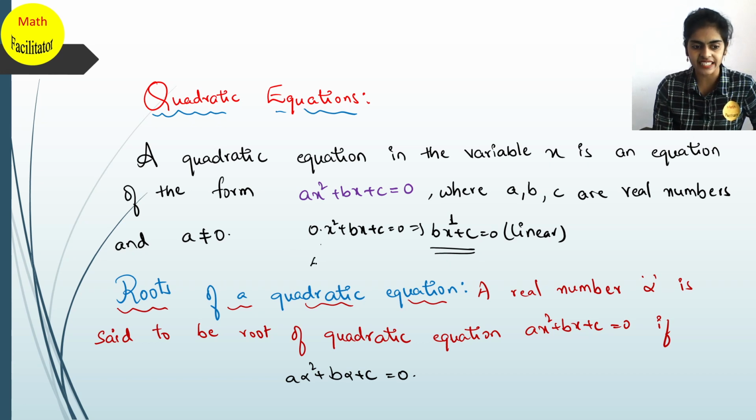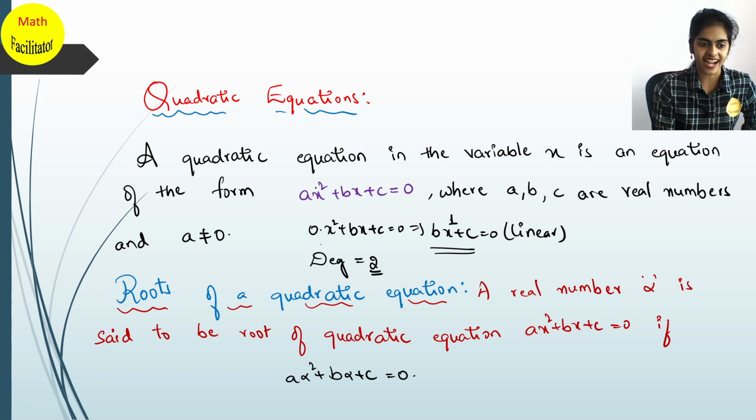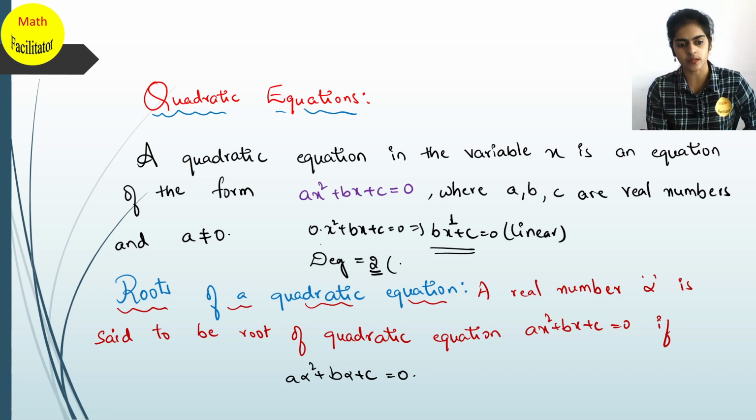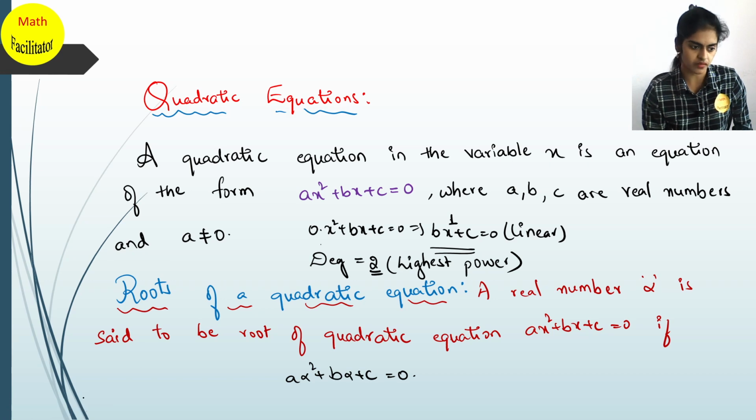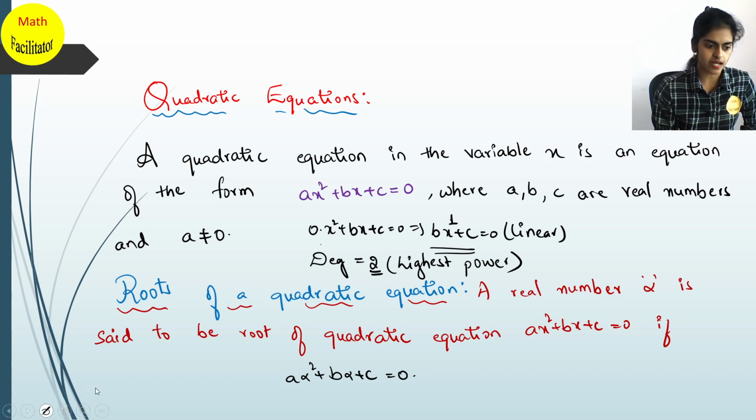And what about the degree of the equation? Degree of a quadratic equation is always 2. Okay, the highest power is always 2. Degree is nothing but the highest power. So here you have learned two concepts, right? So degree is nothing but highest power. Highest power of a quadratic equation is always 2. Can you give me an example of this?